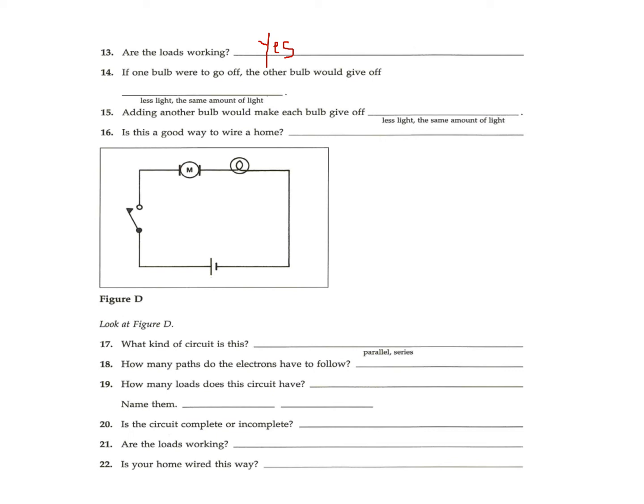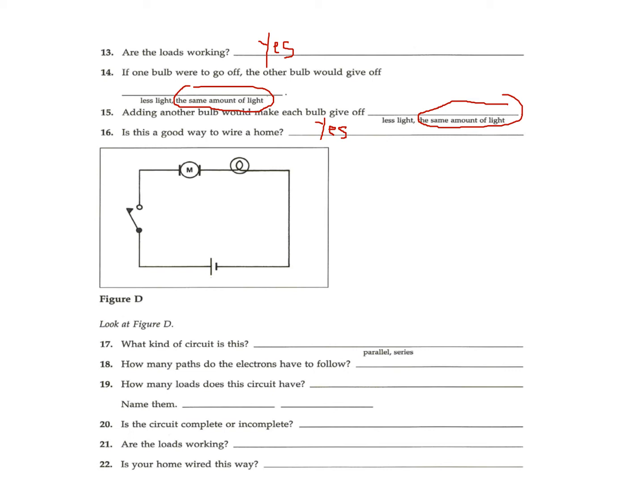If one goes off in a parallel circuit, the other one will give off the same amount of light. If I add one, I will get the same amount of light. In a parallel circuit, it doesn't matter if you add or remove a light bulb, you get the same amount of light. Is that a good way to wire your house? Yes, parallel is always a good way.